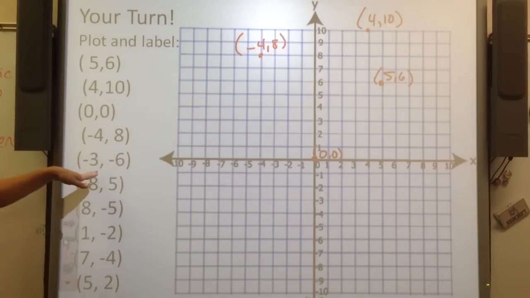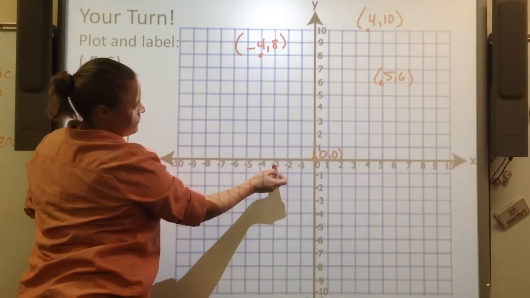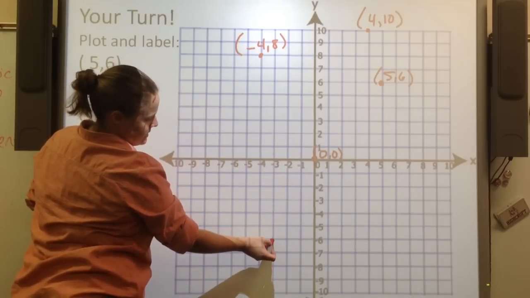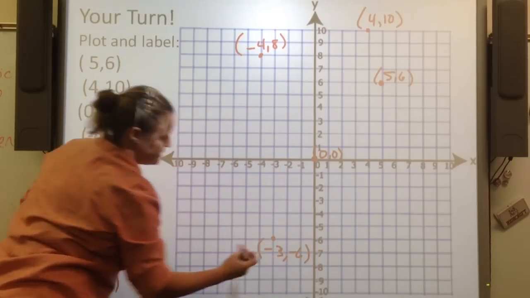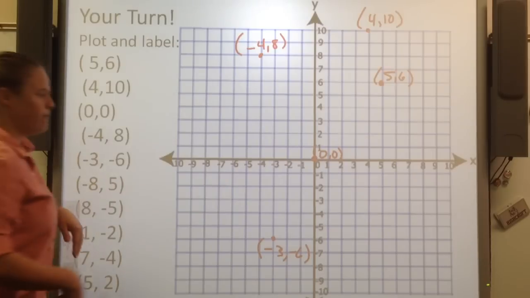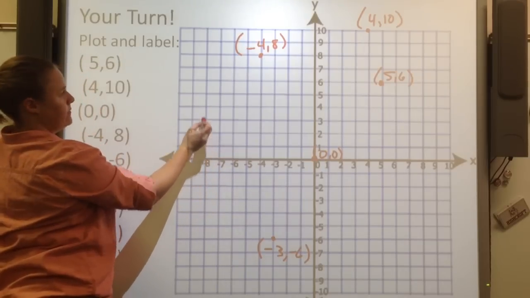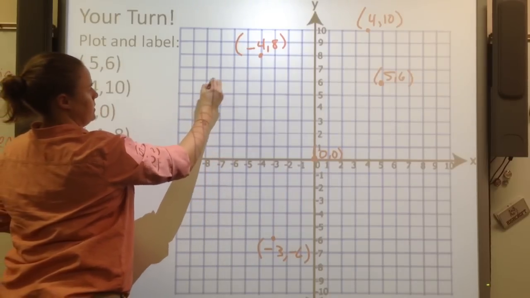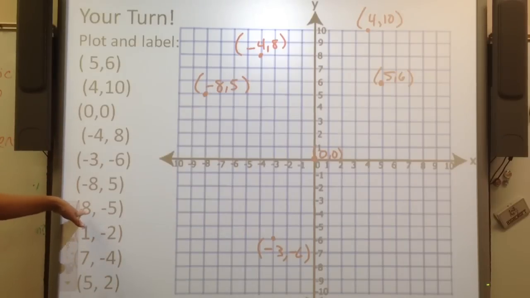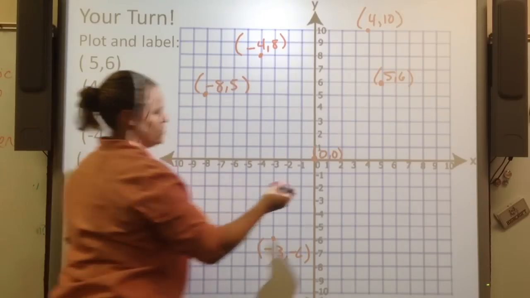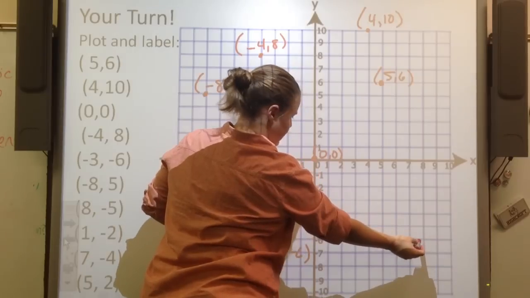We have negative 3 and negative 6. This time we have double negatives. So left, so negative 3, and then down negative 6. So negative 3, negative 6. Negative 8, 5. So go left 8, up 5. Then we have 8, negative 5. So we go over 8 to the right because it's a positive, and we go down negative 5 because it's a negative.